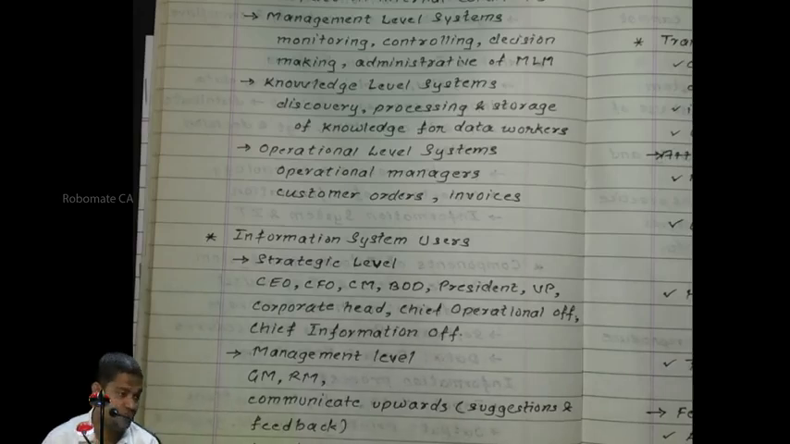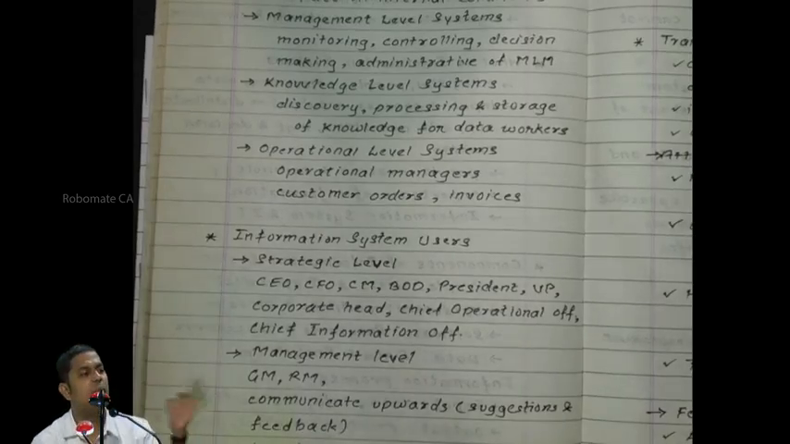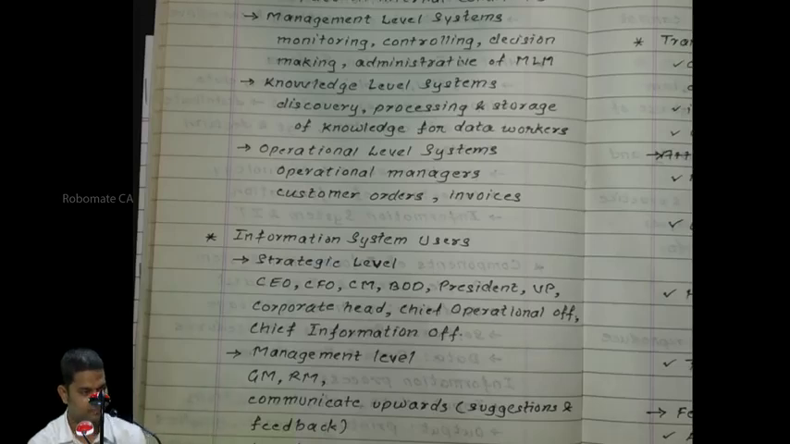Information system users. Now moving to the knowledge level. Knowledge level information system: who are the people associated with this? I told you, they are information technology field people. They are also referred to as knowledge workers or data workers. They will provide information to everyone in the way they like. They are serving the lower level, the middle level, and the top level.